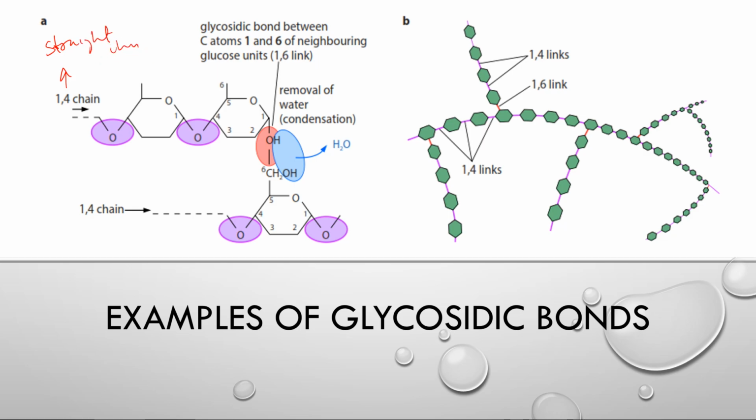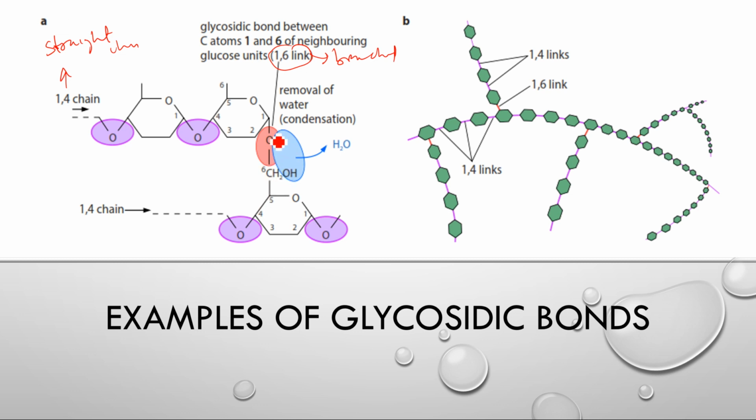Straight chain, okay? So I want to show you how it is formed. How is the 1,4 glycosidic bond formed? You can see where it is formed. We're going to show you that. But just know that 1,4 is straight chain, and 1,6 is for branch. This is 1,6 for branch chain. So you can see how 1,6 is formed.